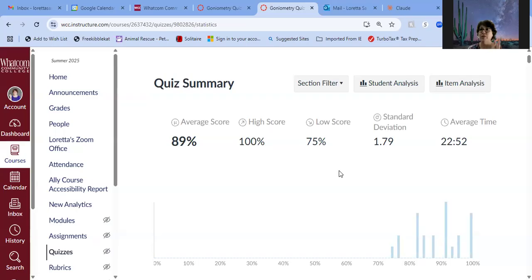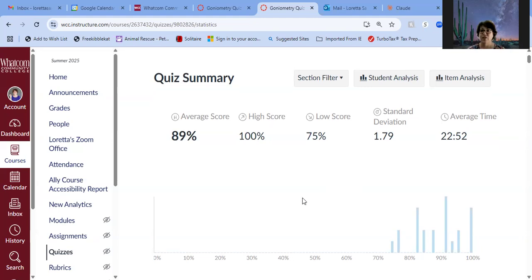All right, a quick quiz recap for the goniometry quiz. Perfect bell curve. It's the classic PTA top-heavy bell curve, which low score 75, high score 100, average score 89. Perfect, 1.79 standard deviation. So good job.